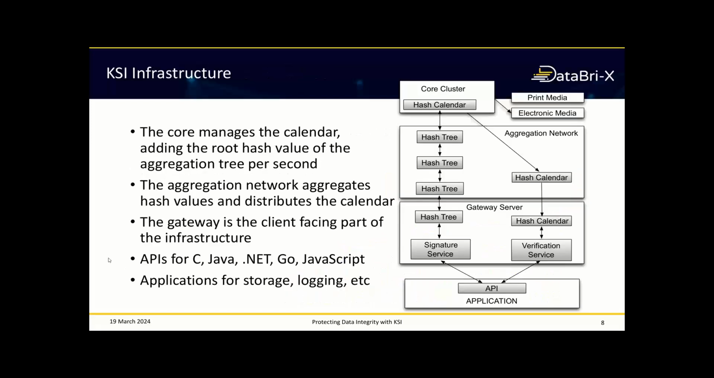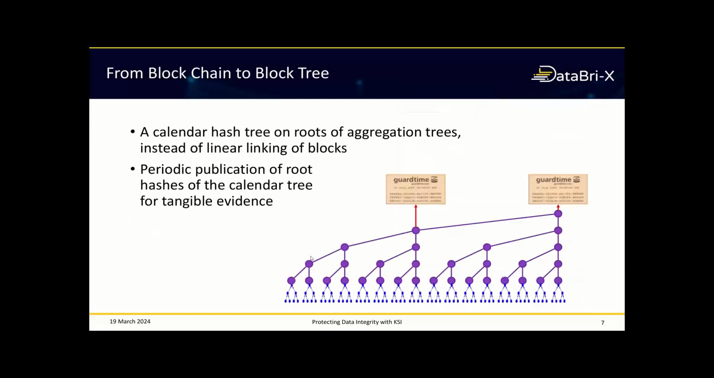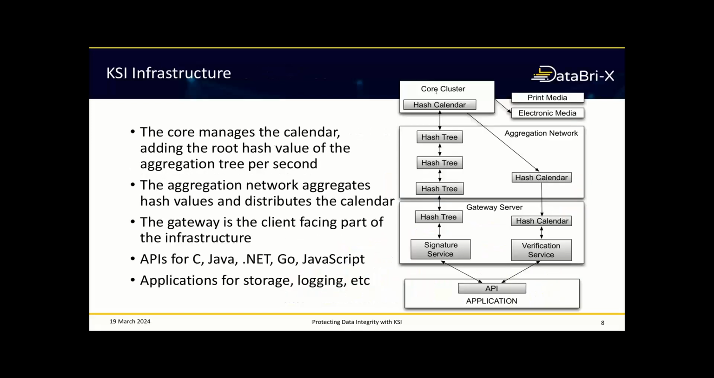And now, how is all of this mathematics deployed in practice? This is the infrastructure part. The infrastructure consists of several layers. At the top of the infrastructure is a so-called core cluster, which maintains the hash structure. This is the purple hash tree from the slide, the calendar structure, and it is maintained by a distributed cluster of servers.